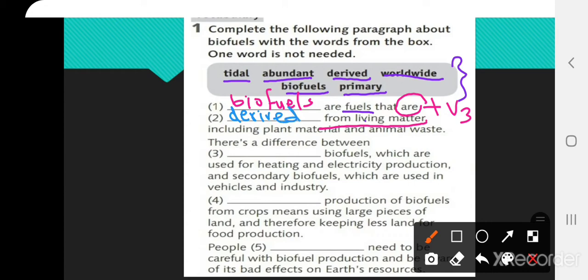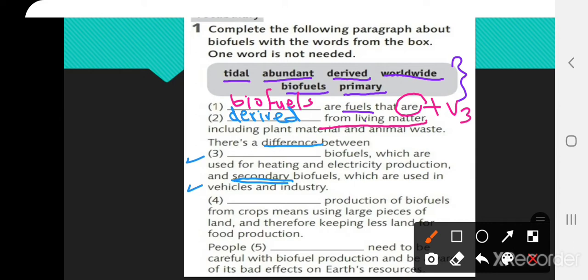Including plant material and animal waste. There's a difference between blank biofuels, which are used for heating and electricity production, and secondary biofuels, which are used in the vehicles and industry. We have mentioned here secondary, okay? And first they said what? There's a difference, اختلاف, between a type of this fuel and the secondary fuels.